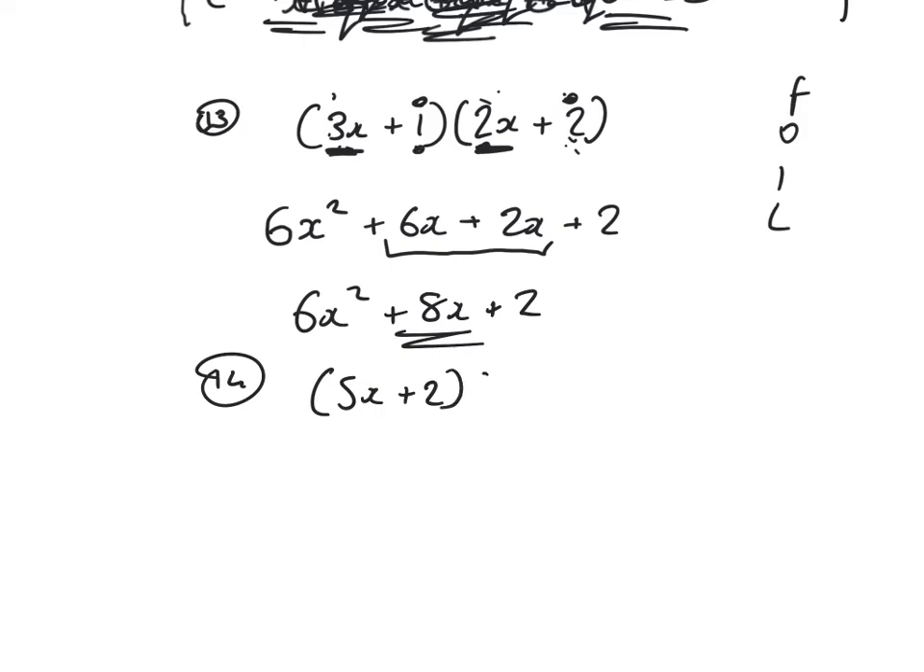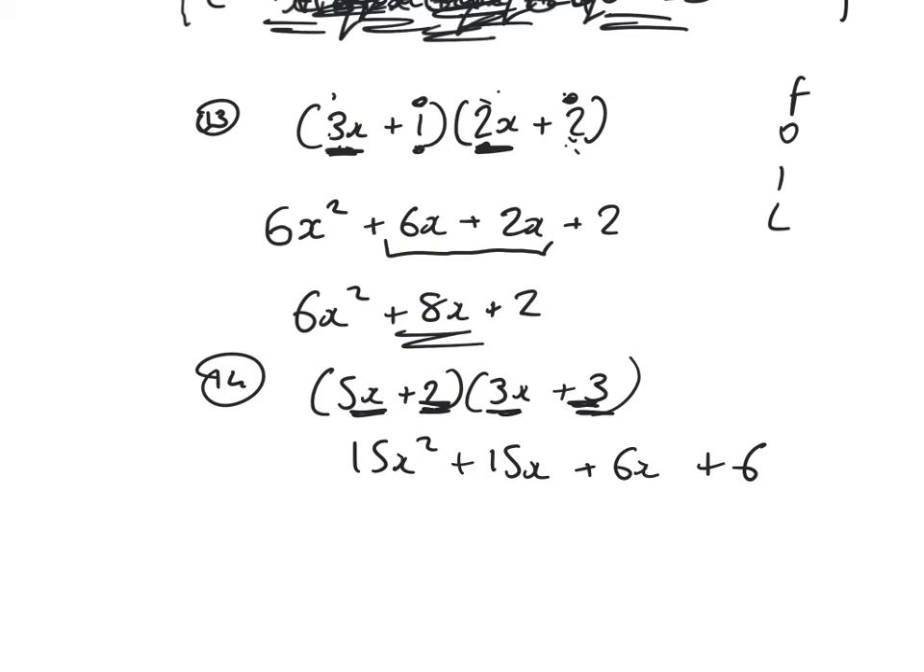Example 14. (5x plus 2)(3x plus 3). Okay, so 5x times 3x is 15x squared. 5x times 3 is 15x. 2 times 3x is 6x. And 2 times 3 is 6. Let's tidy up the middle. 15x plus 6x is 21x. So that's 15x squared plus 21x plus 6.